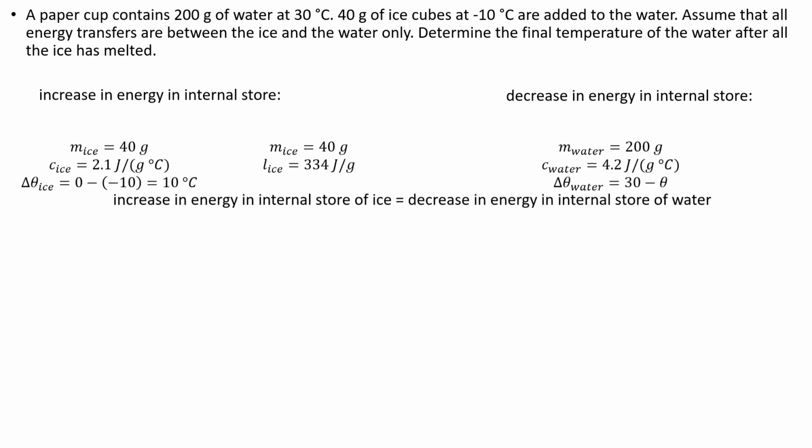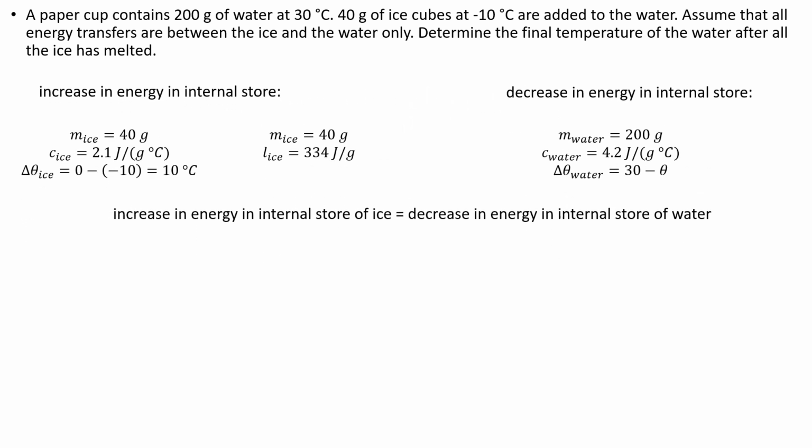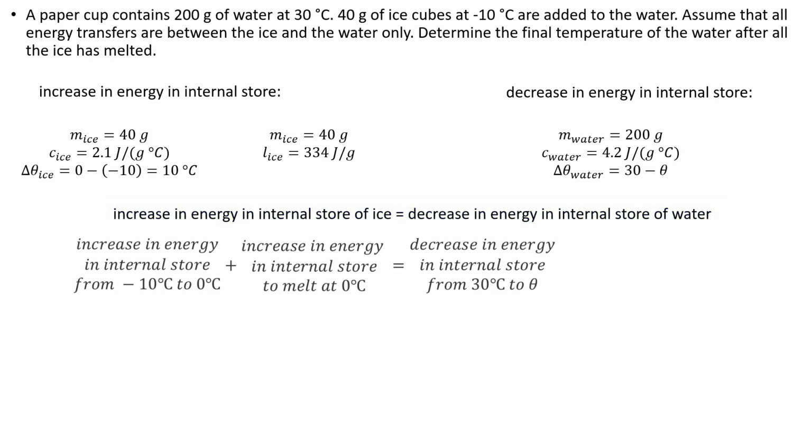To solve for the unknown temperature theta, let us focus on the variables and ignore the rest of the information. Increase in energy in the internal store of ice is equal to decrease in energy in the internal store of water. We also know that the increase in energy in the internal store of ice is equal to the increase in energy from -10 degrees Celsius to 0 degrees Celsius plus the increase in energy in the internal store of ice as it melts. And we also know that the decrease in energy in the internal store of water is equal to the decrease in energy in the internal store of water from 30 degrees Celsius to an unknown temperature theta.